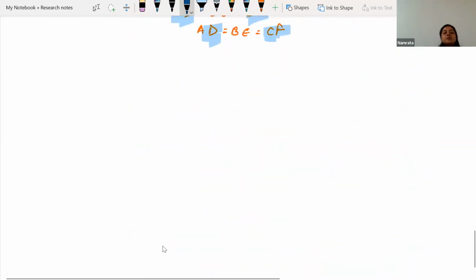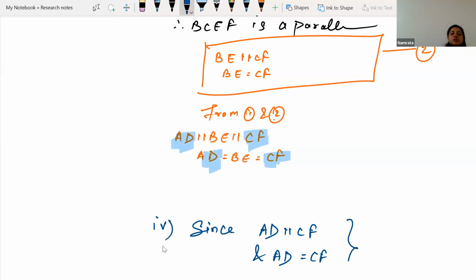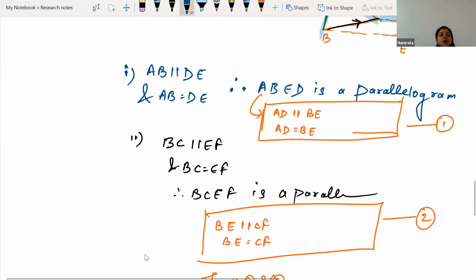Let's write it. For part 4 we can say since AD is parallel to CF and AD is equal to CF, therefore ADCF is a parallelogram. We are done with part 4 as well. Let's see part 5 and part 6.